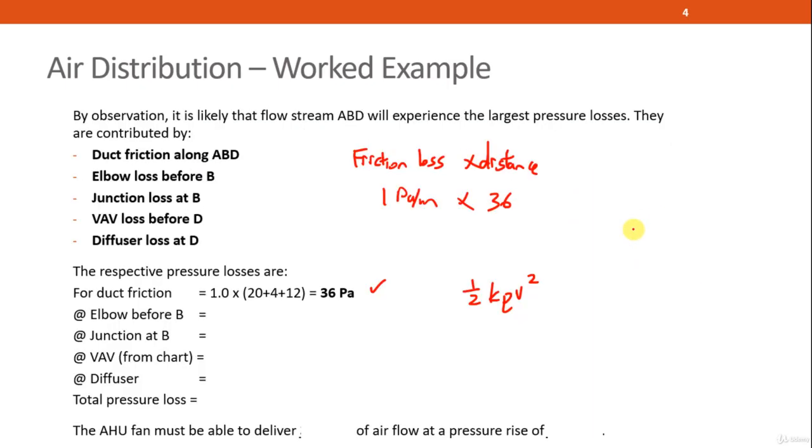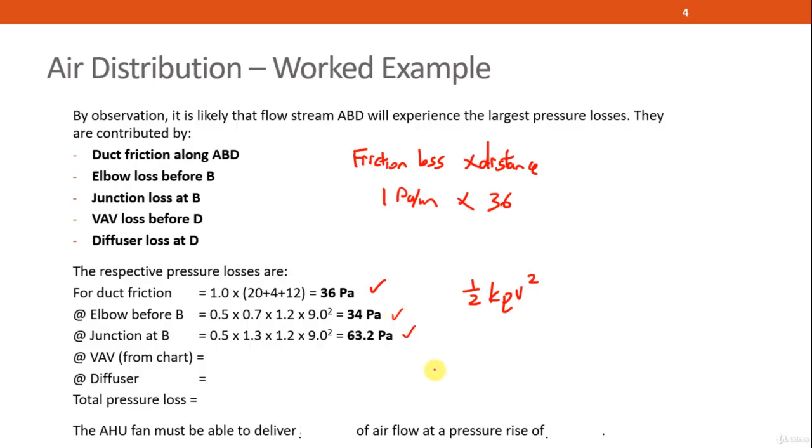And the working for the elbow and junction will look something like this. Half K rho V square. So for both junction and elbow, the velocity will be 9 meters per second. So you will get the other two pressure losses.